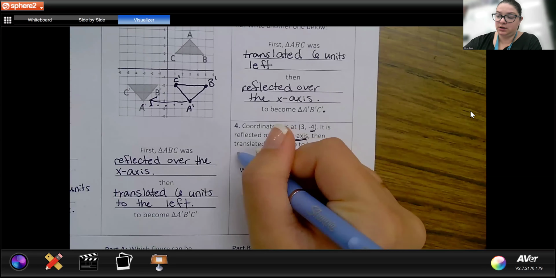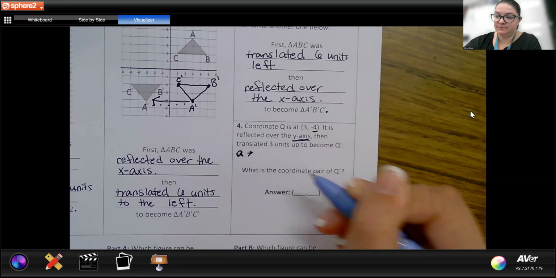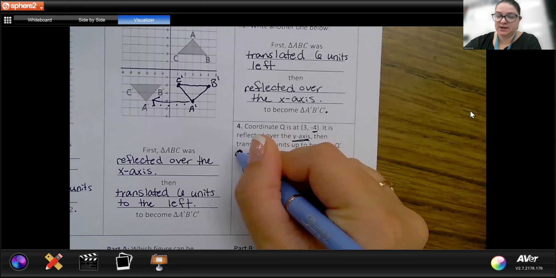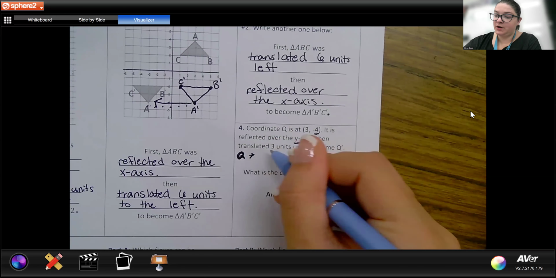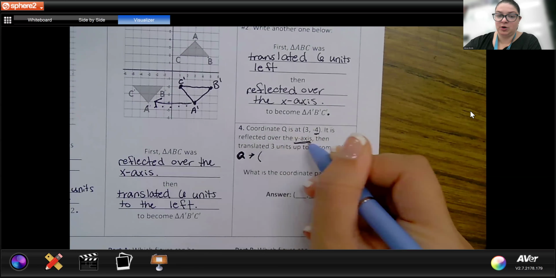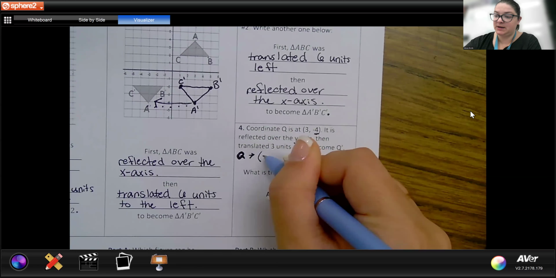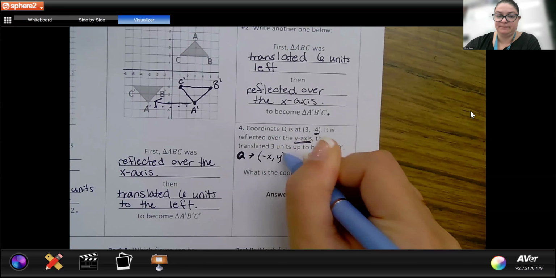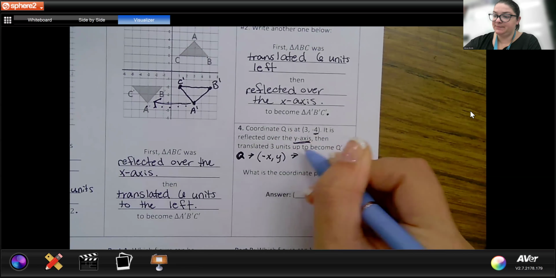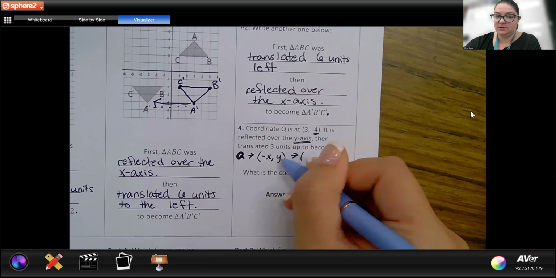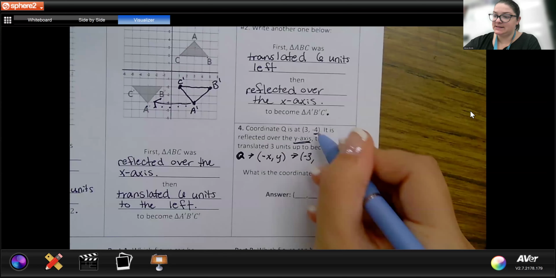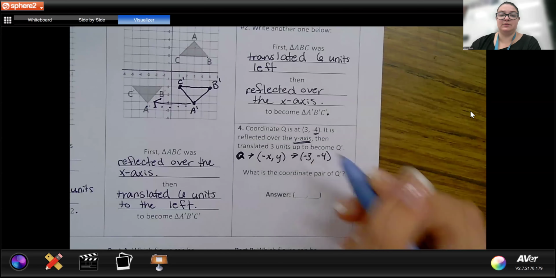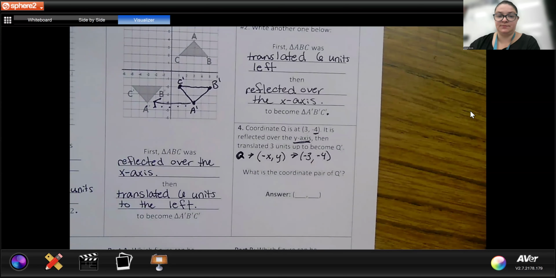So Q would become, that should be a Q, not a lowercase a. Again, the y would stay the same, so my x would become opposite, my y would stay the same. So for this example, my x is 3, so the opposite of 3 is -3, and my y stays the same. So that is the point after the reflection.